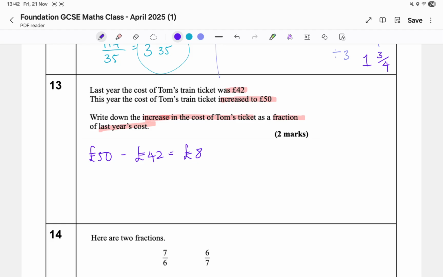And it says write down the increase. So the increase was 8 as a fraction of last year's cost. Last year's cost was 42. That's all it is. And then just simplify it. Divide the top and the bottom by 2. 4/21. That's your answer. It's just about reading the question.